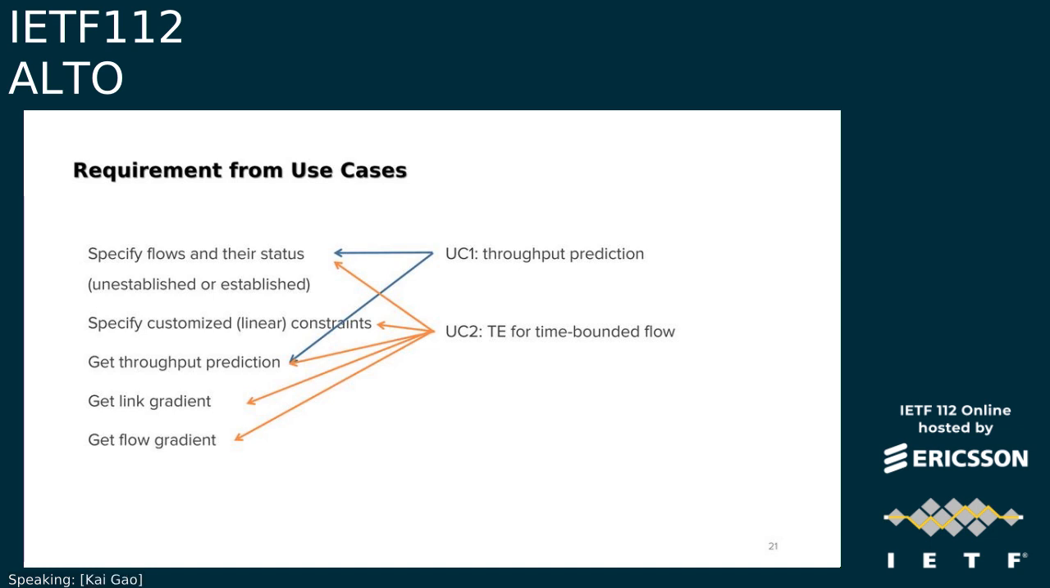And we summarize the requirements that we get from the use cases. For throughput prediction, we need to specify flows and their status, and we also need to get the throughput prediction results for these flows. And for the second use case, we not only need to specify the flows and get throughput prediction, we also need to specify some customized linear constraints about the flows, and we might need information about the bottleneck structure, including link gradient and flow gradient values. So next slide, please.